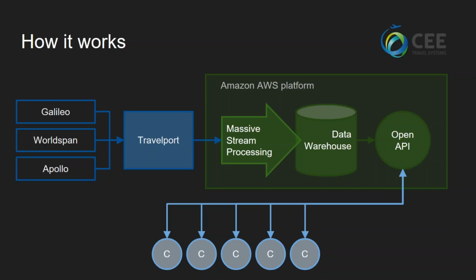So how does it work? We receive data from Travelport GDS source. We receive this massive data stream and we create massive data processing. Then we store it in our data warehouse. And finally, it's ready for those of you who use our open API. The C stands for customers. And the API is very simple. It is self-documented and it is based on the JSON format, which your developers will appreciate very much, believe me.